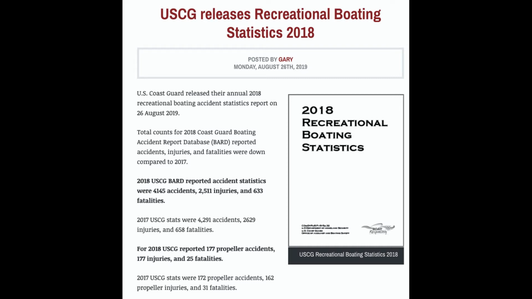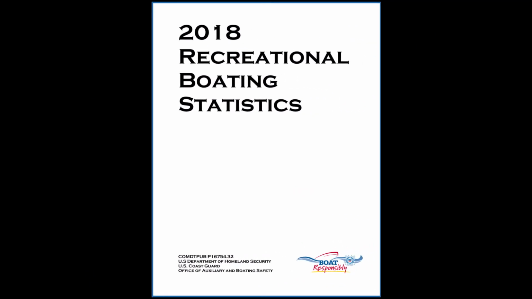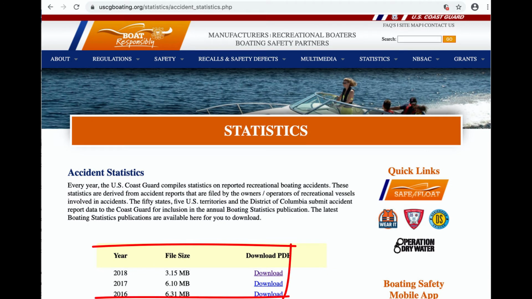For example, this is part of our coverage of the Coast Guard's 2018 accident summary. These popular summaries usually encourage us to be safe over Memorial Day weekend and are based on an annual report produced by the Coast Guard. The Coast Guard formally releases a summary of annual boating accidents called the Annual Recreational Boating Statistics. This is the cover of their 2018 report. This report is very important to understanding BARD. You can download recent annual Coast Guard recreational boating statistics reports from the Coast Guard's website.